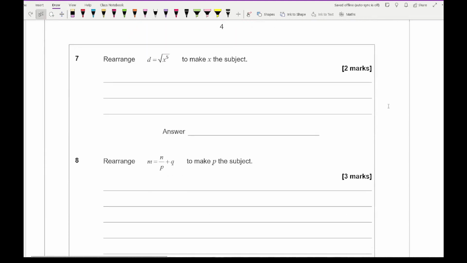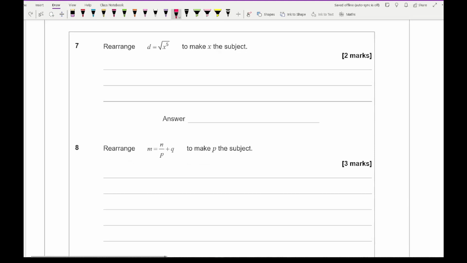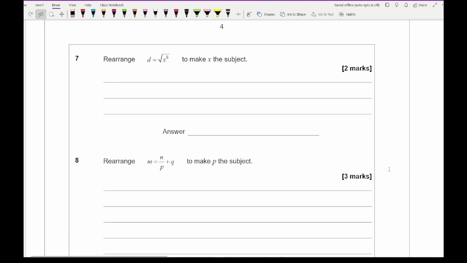Then moving on to question 7, it says rearrange d equals the square root of x to the power 5 to make x the subject. So the first thing I need to do is get rid of the square root, which is by squaring. So that then becomes d squared equals x to the power of 5. Then how do I get rid of the power of 5? Well, I 5 root it. So it's going to be the fifth root of d squared equals x.